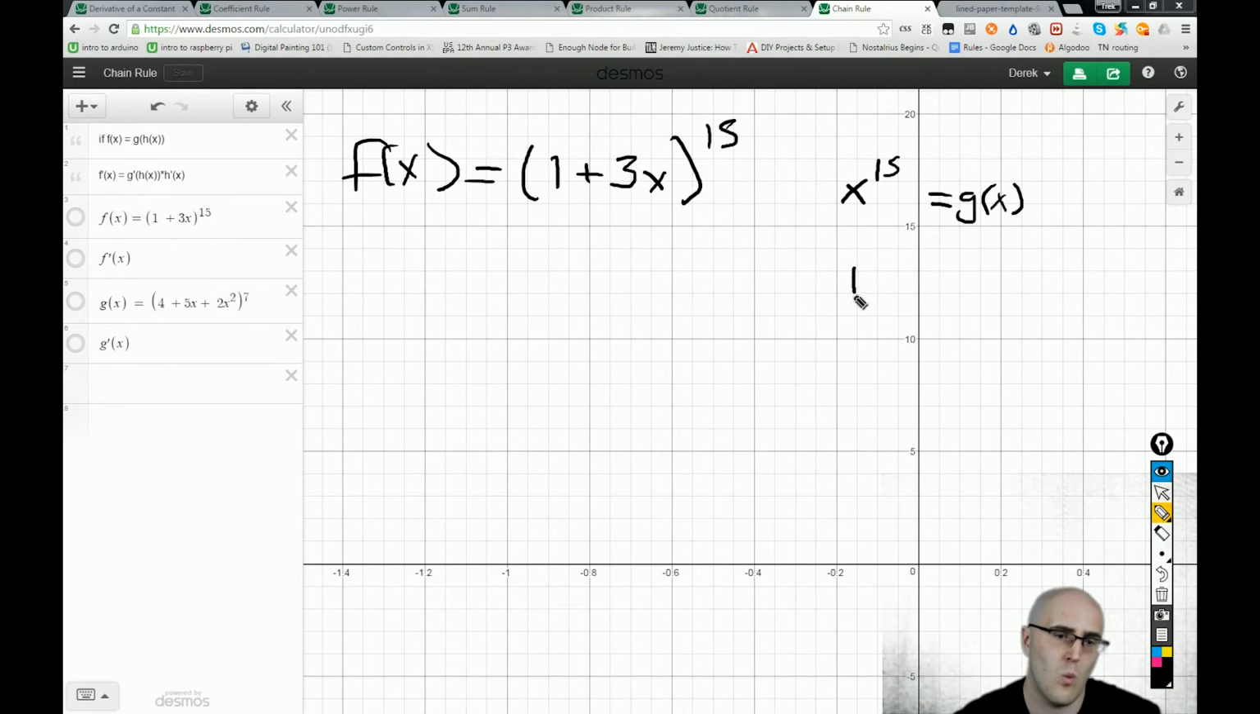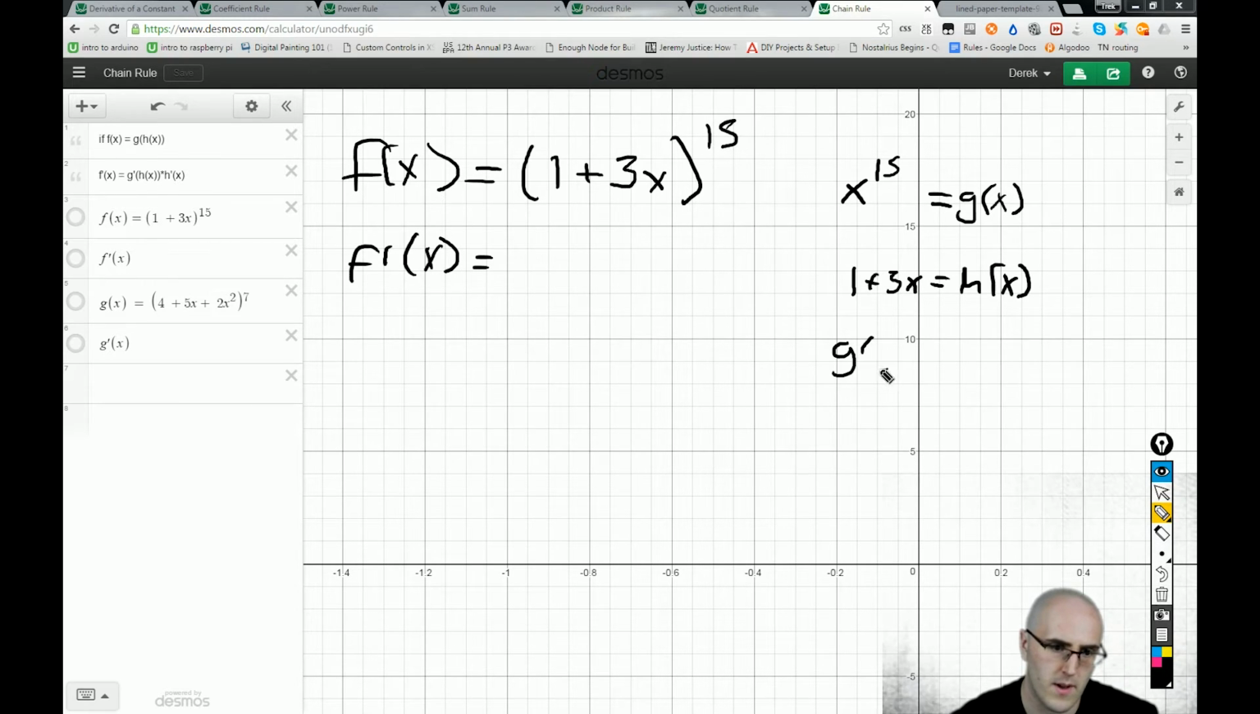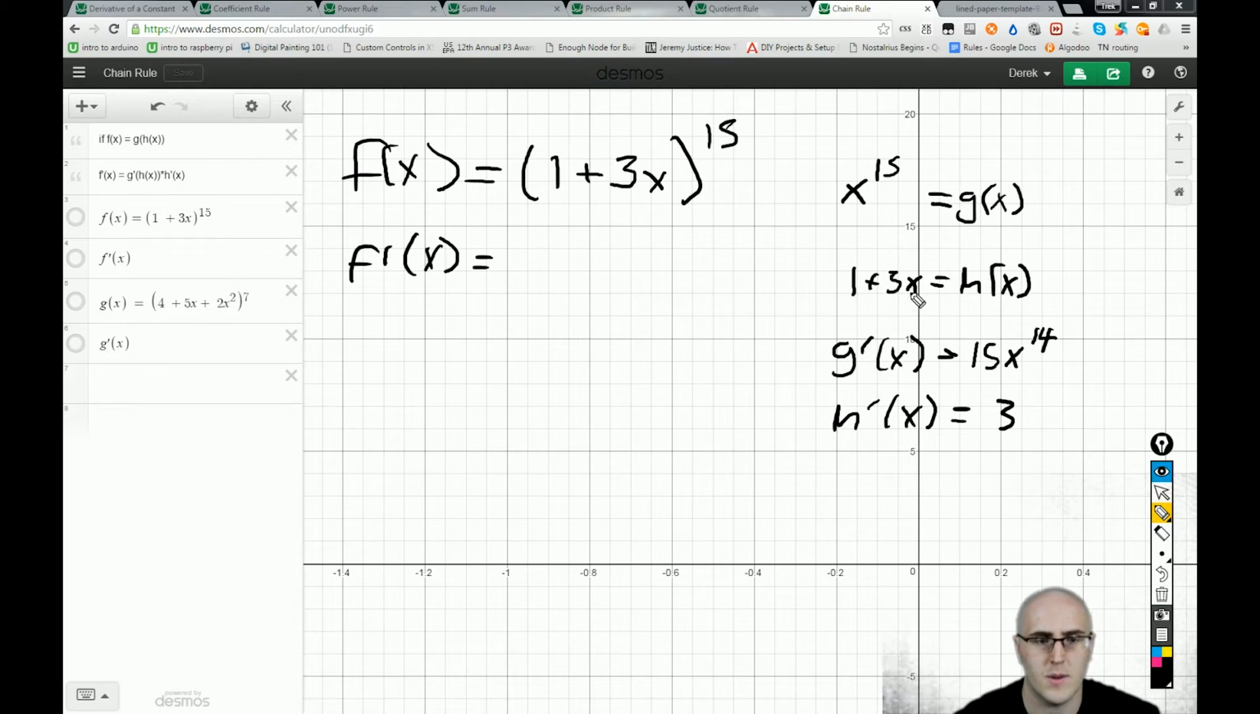And 1 plus 3x is equal to our h of x. As you can see, we have inserted h of x into g of x to make what we have here. And that means our derivative is equal to, let's go through these, g prime of x is equal to, we bring down the 15 and we subtract 1, and our h prime of x is equal to 3, because the derivative of 1 is 0 and 3x is 3.